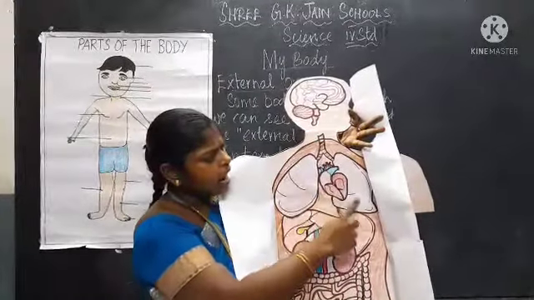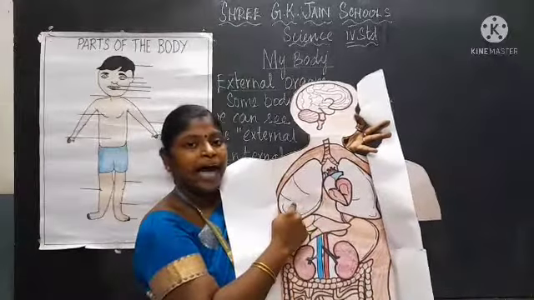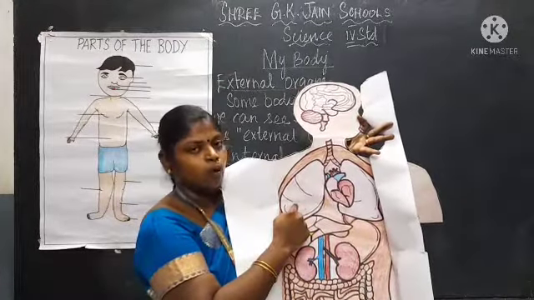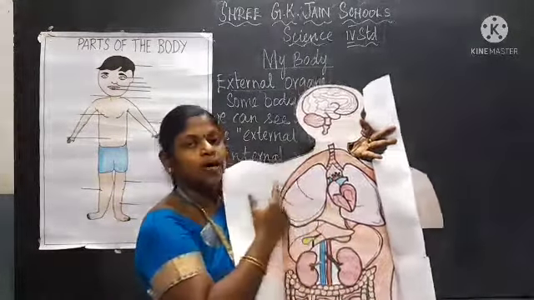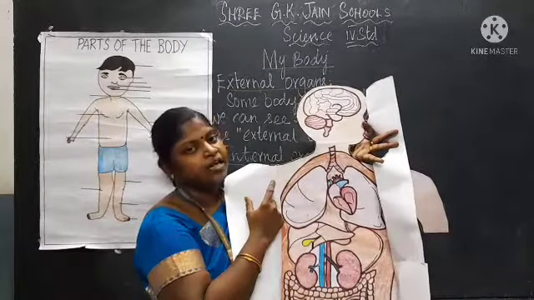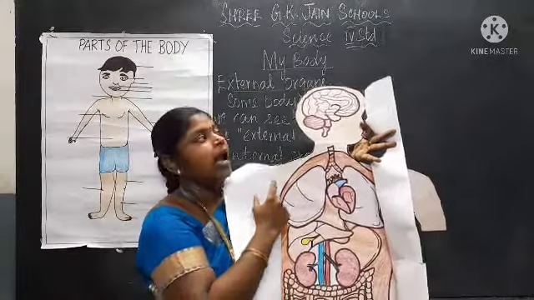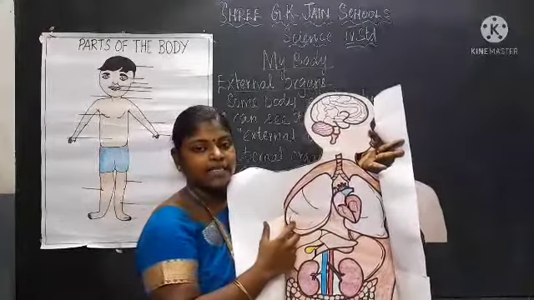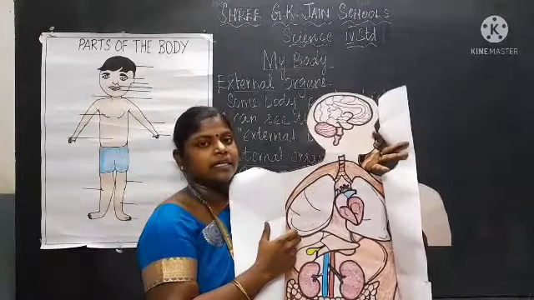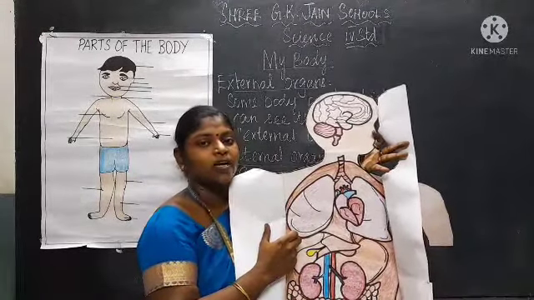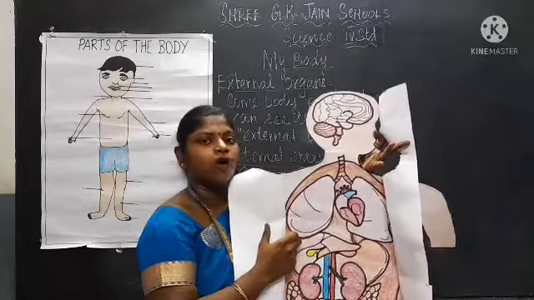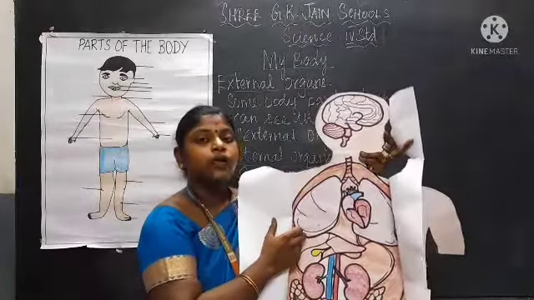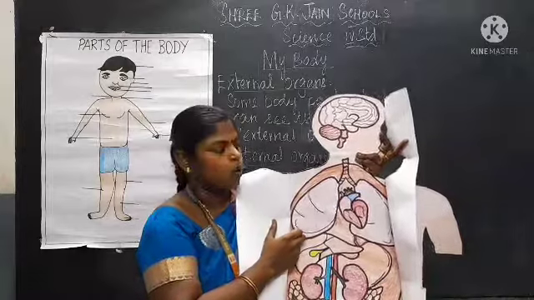Next is the lungs. We have a pair of lungs in our body. So this is called the respiratory system of our body. The brain is called the commanding center, and it is also called the nervous system of our body. That means it controls all the functions of our body.